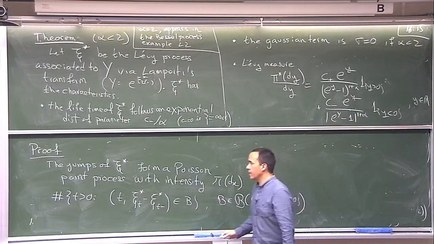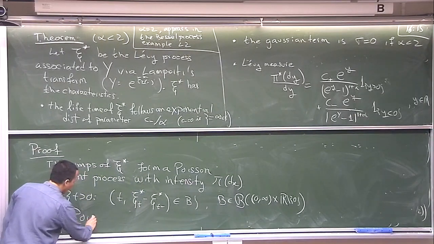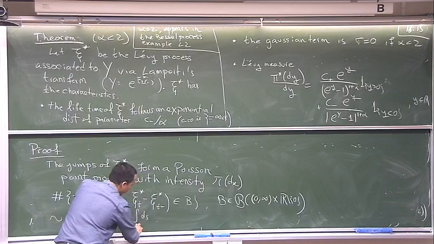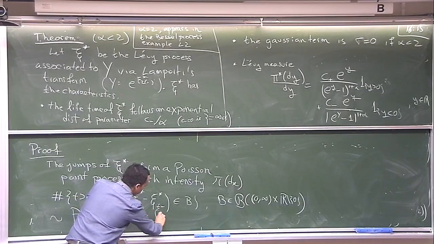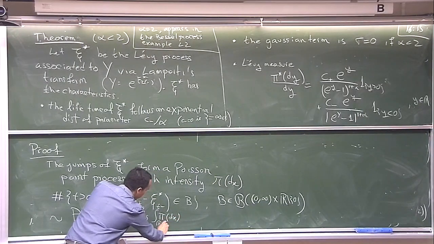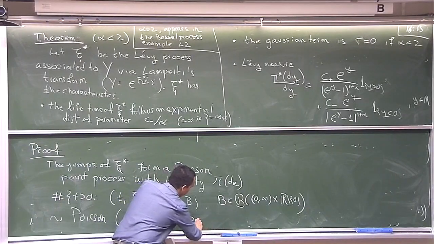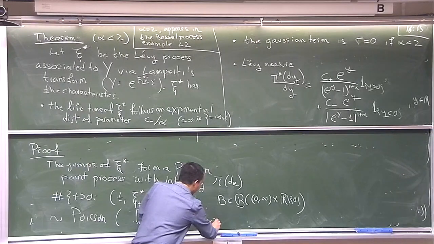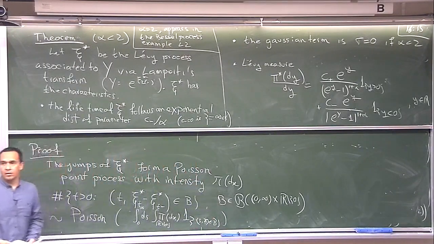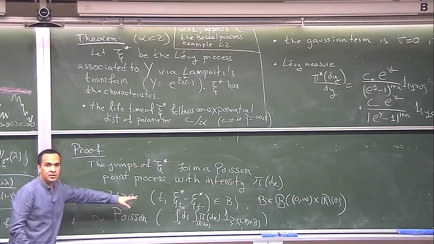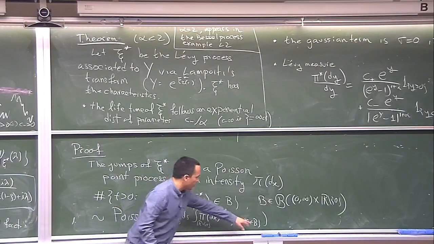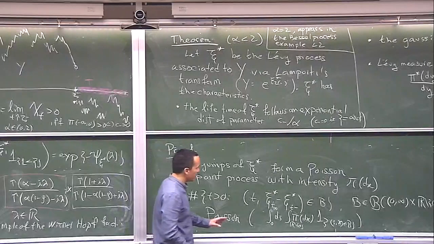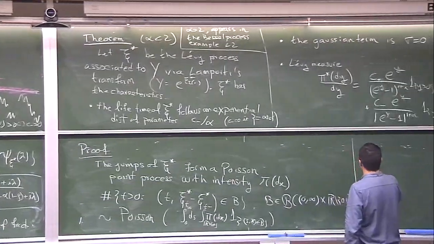Okay, this random variable follows a Poisson distribution with parameter the integral with respect to the Lebesgue measure on 0 infinity, and the integral with respect to pi dx on R minus 0, of the indicator of (s, x) being in B. Okay? So this is a Poisson random variable, and the parameter is just the area under this measure of B. Okay? And there is something that is very important for me, which is the compensation formula.